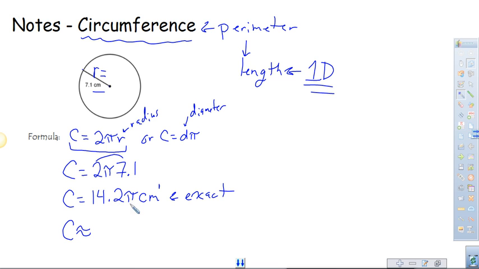There is a pi button on your calculator, so you can do 14.2 times pi and hit equals, and it will give you a decimal, or you can use 3.14. Okay, so when you do that, you get approximately 44.61 centimeters to the first. So this is the approximate answer. Okay, and I just picked to round to the hundredths, so you would have to look at the directions.